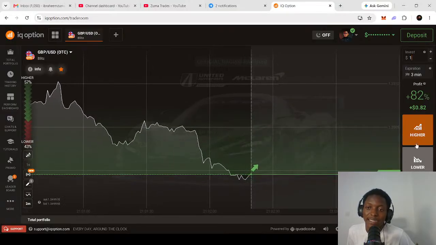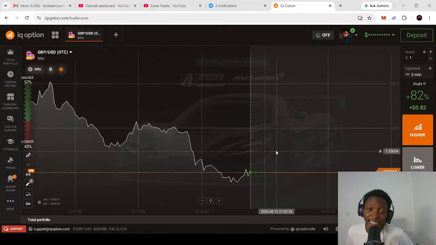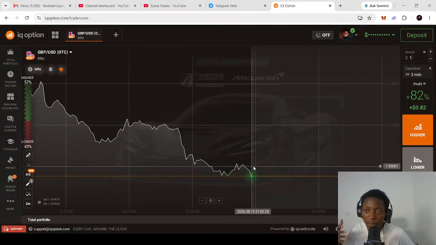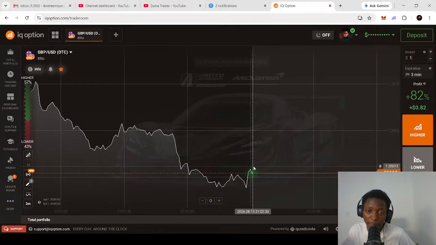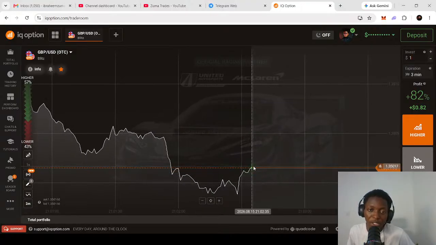And so this button right here, the higher, it means buy. So if we think that the market is actually going up, we just click buy, or we click higher, and then after 3 minutes, if our analysis is correct, we won the trade, and then we receive our profit.